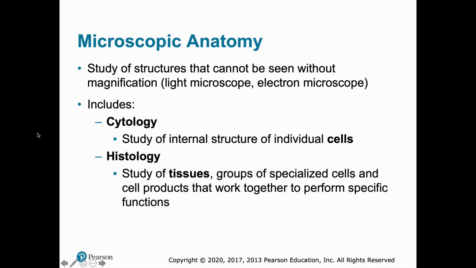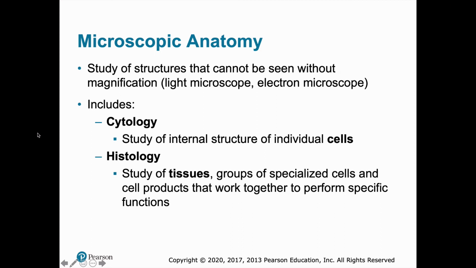Microscopically, the study of structures that cannot be seen with the naked eye without magnification would include cytology and histology. Now, cytology itself is the study of individual cells. That prefix cyto, you'll see many times: endocytosis, meaning within cells, or exocytosis, the movement of materials across and out of cells. Cytology has to take place at the microscopic level because cells are so small. With very few exceptions, they cannot be seen with the naked eye.